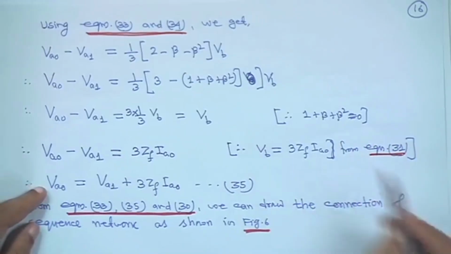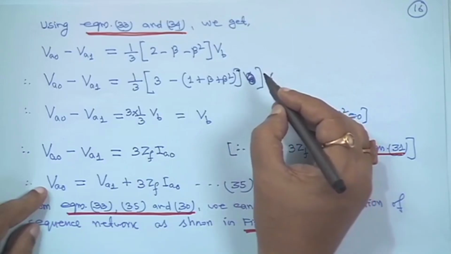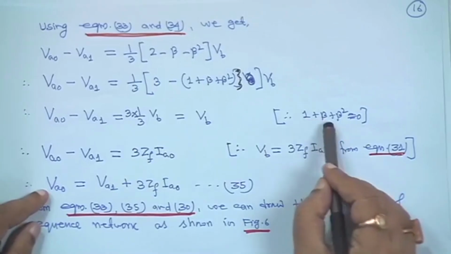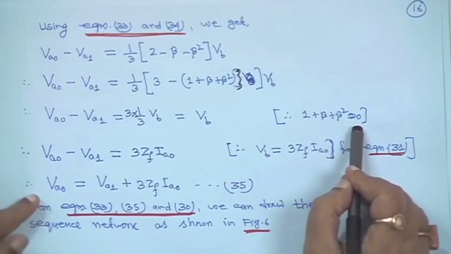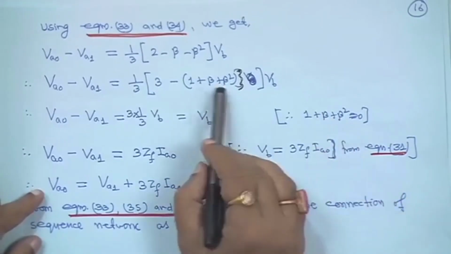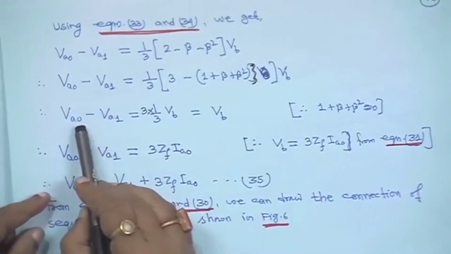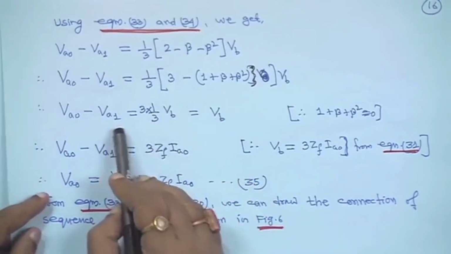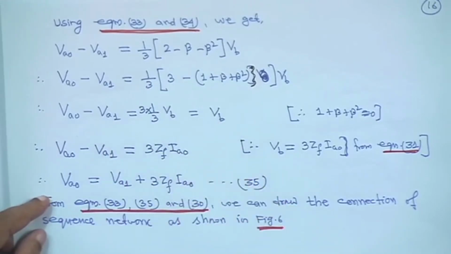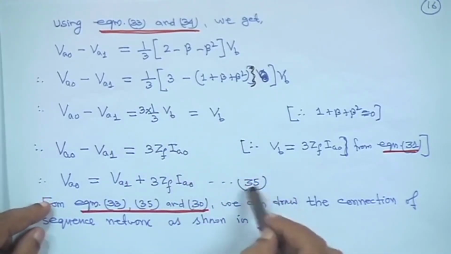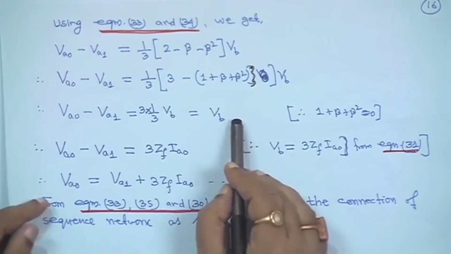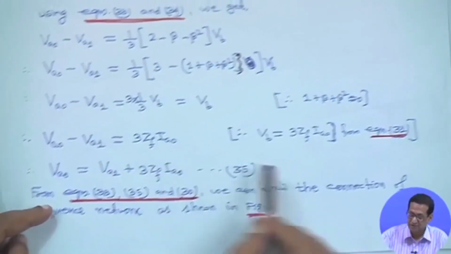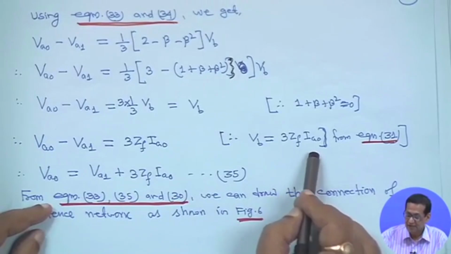In this case we know the identity 1 plus beta square is equal to 0, as given during symmetrical components. So put that here, and V a 0 minus V a 1 is equal to 3 into 1/3 V b. That means V a 0 minus V a 1 is actually equal to V b, and V b is equal to V c. So V a 0 minus V a 1 is equal to 3 Z f I a 0, because V b is equal to 3 Z f I a 0.